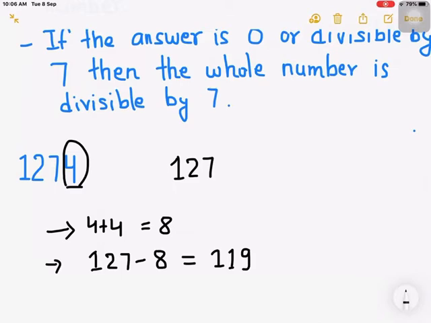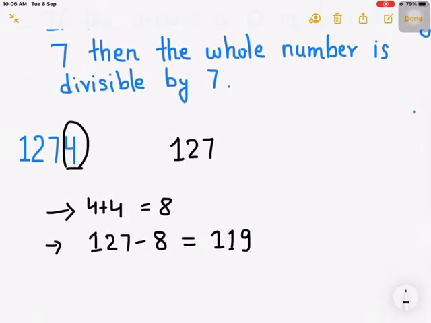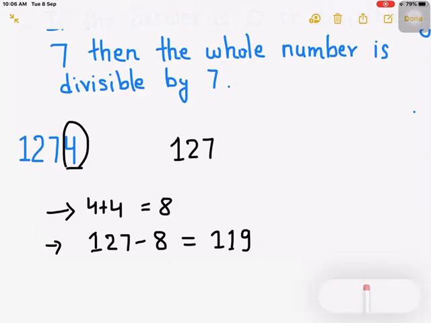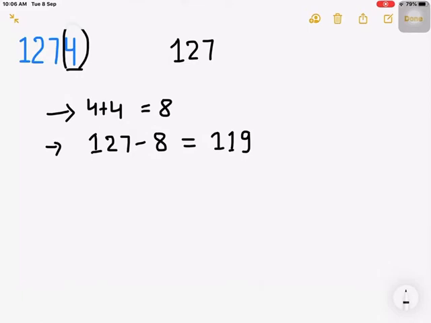Now it is not 0. If the difference is 0, then it is divisible by 7, or if it is not 0, then we have to check whether the number 7 divides 119 or not. Now let us check whether it is divisible by 7 or not. Now let's check. 119.